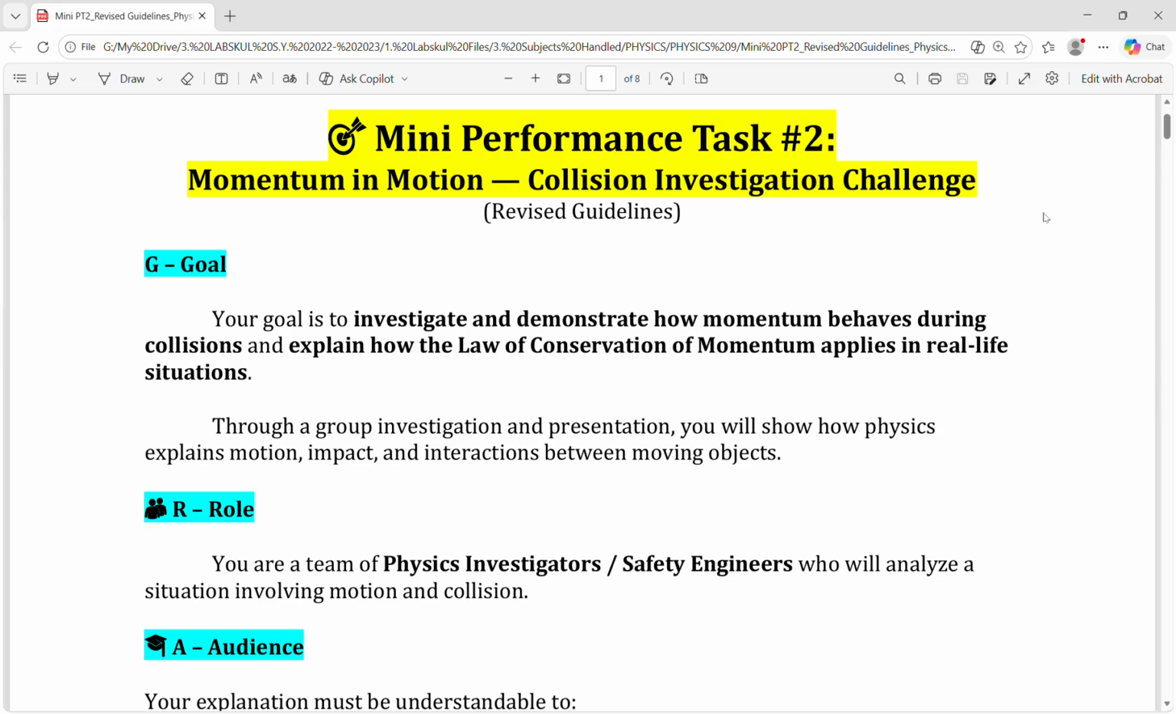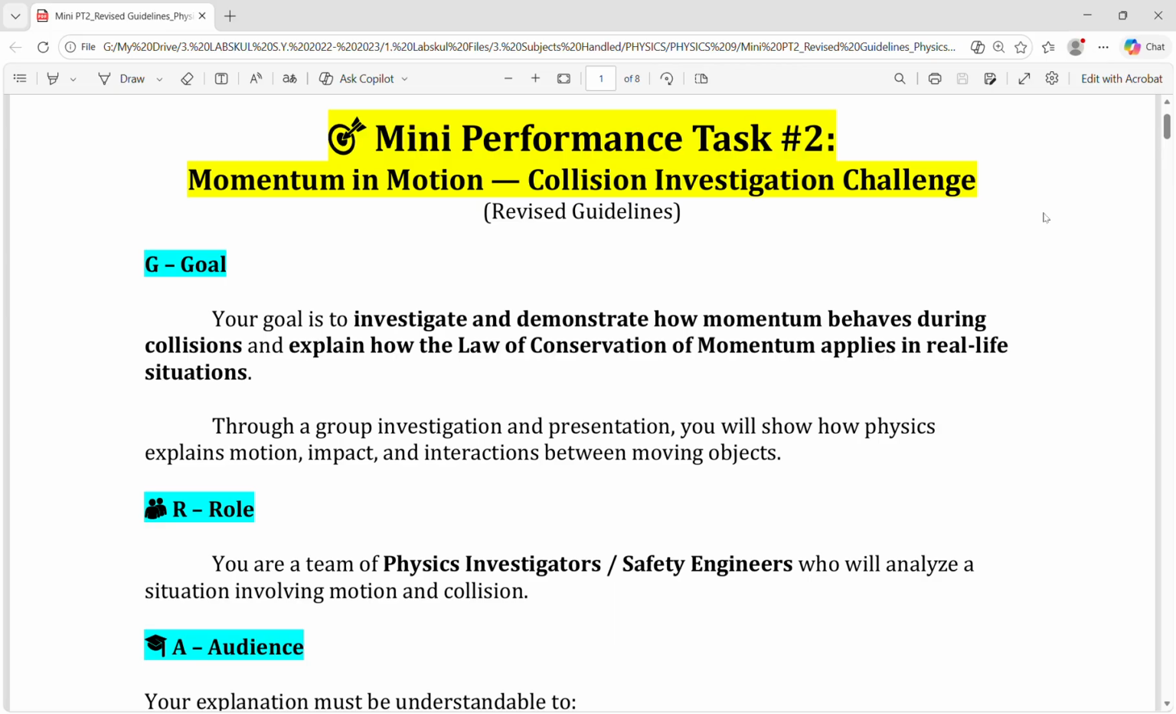Good afternoon, everyone. As I've mentioned, here is the instructional video for mini performance test number 2, which I mentioned earlier, the Momentum in Motion collision investigation challenge. If you noticed, I removed the video I created earlier in our group chat, along with the document or guidelines I sent to one section. So please follow these revised guidelines, because I already tailored them to what I mentioned a while ago.